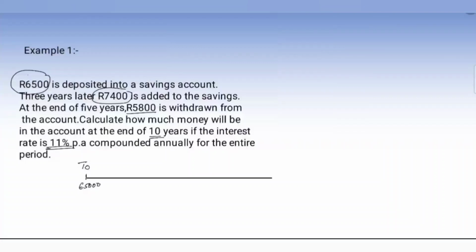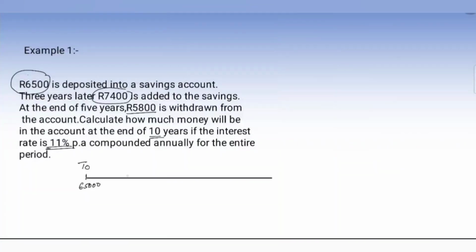6,500. Clear? All right. Now the next transaction is what? After 3 years. So T3. The important years just represent on the timeline. You don't need to write T0, T1, T2, T3. Even if you write like that, there is no problem.